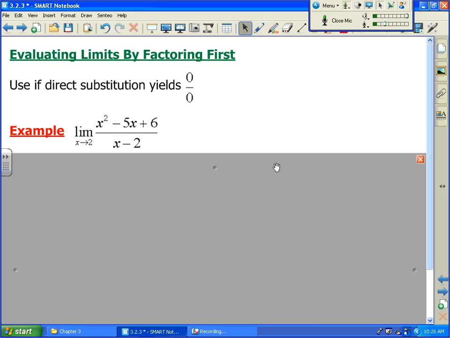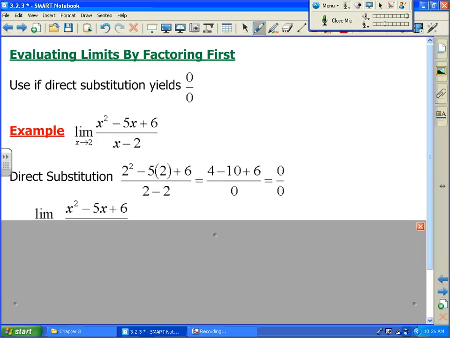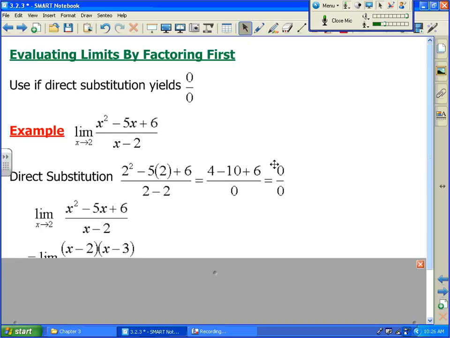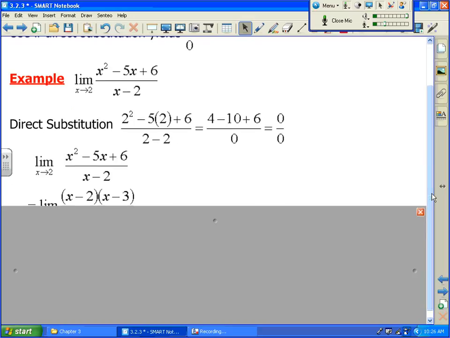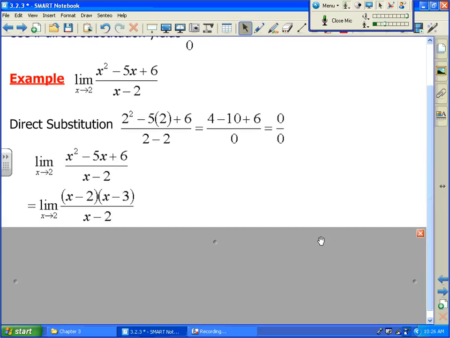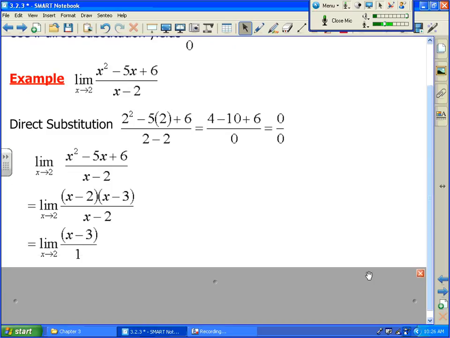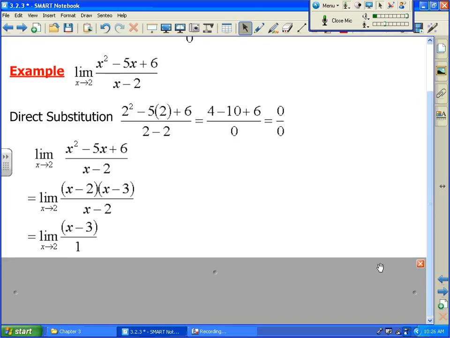So, what is the top factor here? X minus 2 and X minus 3. Bailey said it was X minus 2 and X minus 3, so that's still over X minus 2. I can cancel my X minus 2's.